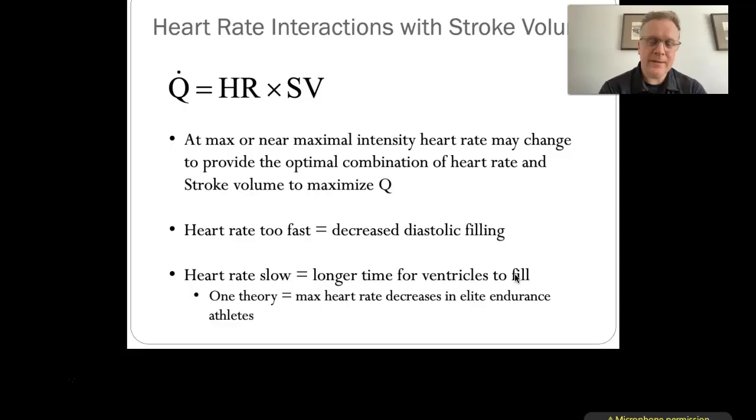So if heart rate's too fast, we have that overall decrease in diastolic filling. We're not going to have the heart fill up as easily as we did at lower intensities, so we're going to see less filling. Also, if heart rate is slow, we have a longer time for the ventricles to fill. And once again, like we talked about on the last slide, max heart rate decreases in elite endurance athletes because of the increase in efficiency of the heart and more filling, and once again, more blood being pumped per beat with that stroke volume.